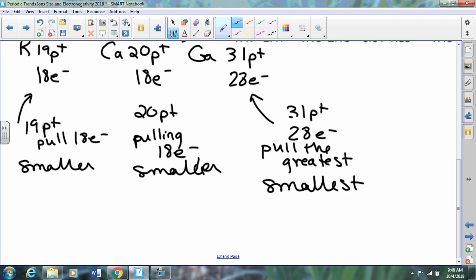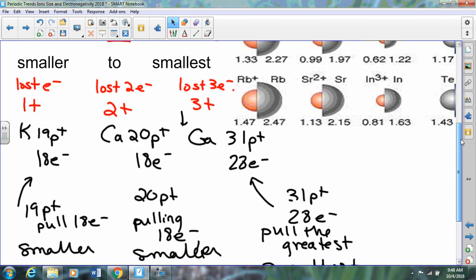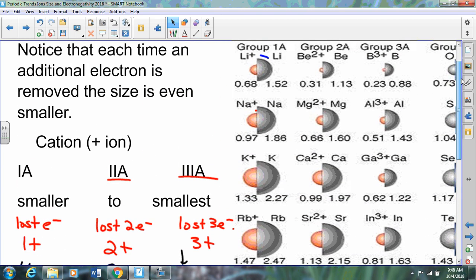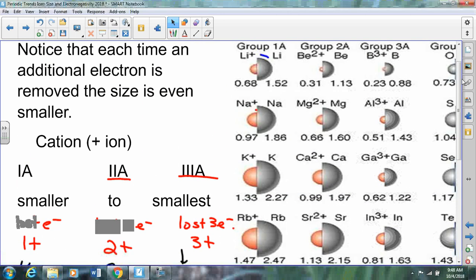If that confuses you, I would suggest that you just look at this right here and realize that as more electrons are lost, potassium, calcium, gallium, it's just going to get smaller and smaller and smaller. And that is because the nuclear charge is pulling in.